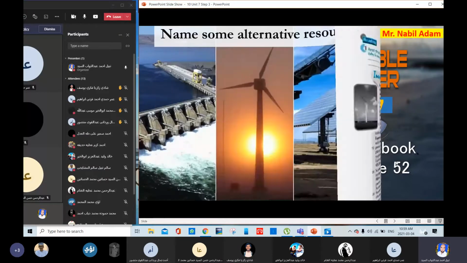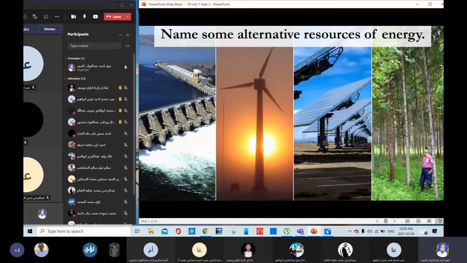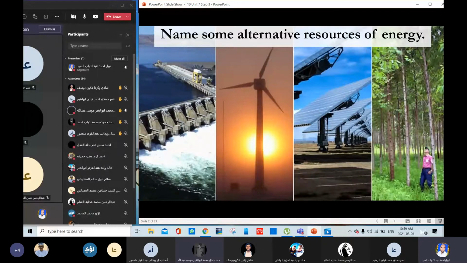So can you name some alternative sources of energy? Who can name these renewable sources of energy? Look at the pictures and name them. Yes, let's see. Solar energy, yes. What else? Wind power. Yes, wind power. Good. Water power. Good. And the new one is, who can know it?